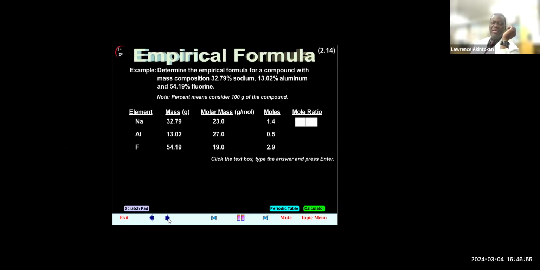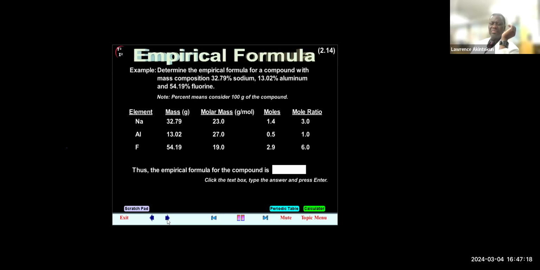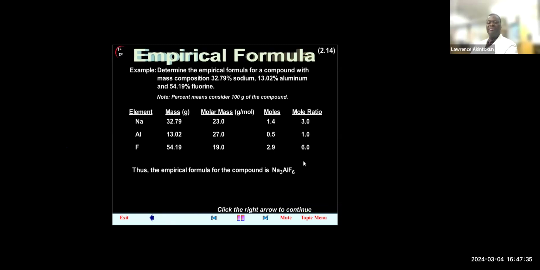So at the end of it, you get 1.4, 0.5, 2.9. Remember I said if you have any one of them that has a 0.5, because aluminum has 0.5, all three ratios must be multiplied. All the moles, so to say, must be multiplied by 2. Thus, the empirical formula for the compound is... All right. What is the empirical formula if the ratio is 3 to sodium, 1 to aluminum, and 6 to fluorine? That will give you the empirical formula.